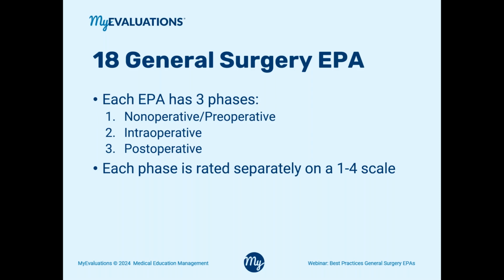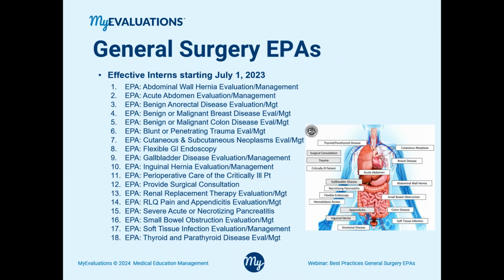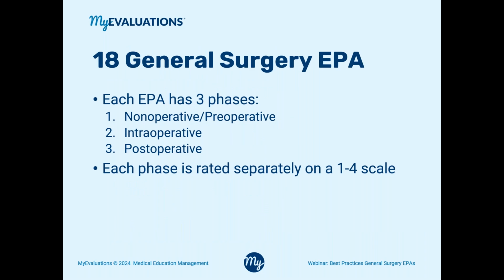So I want you to think of each one of these EPAs here, such as EPA abdominal wall hernia evaluation and management, to represent an EPA group. And within that one EPA group, there are actually 3 EPAs.